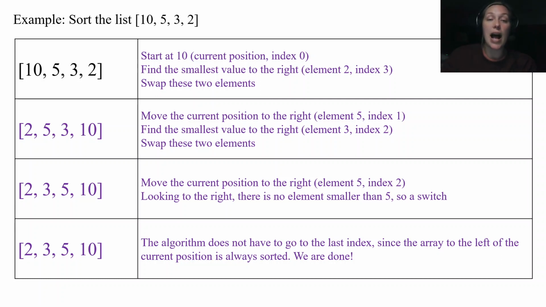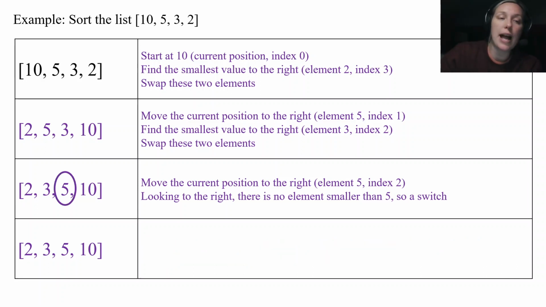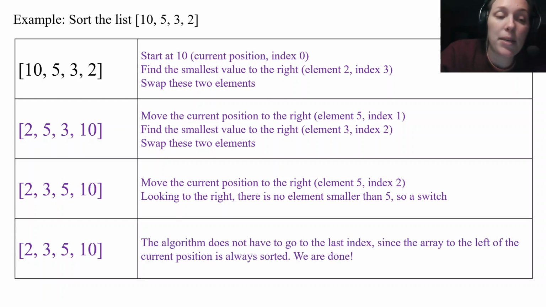The algorithm does not actually go to the last index, since the array to the left of the current position is always sorted. So you'll notice how once we get to the second to last element at index 5, we don't actually go to a current position of 10 because everything's sorted by then. And that's our selection sort algorithm.